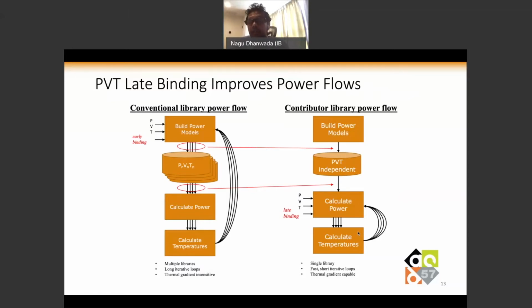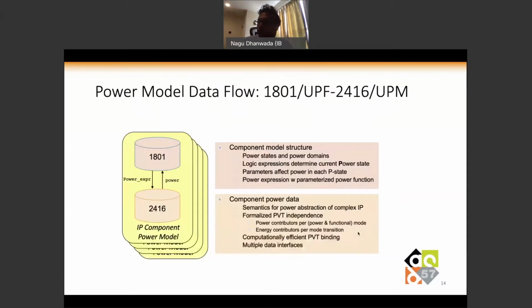So the generation step itself in a contributor based flow is essentially some sort of structural analysis of the library and the design to come up with the PVT independent model. And when you are actually calculating power, you apply the PVT points, which leads you to this lazy evaluation, late binding kind of concept, right? Which makes it very easy for you to literally do analysis at any PVT point. So that's the late binding provided in the contributor-based flows.